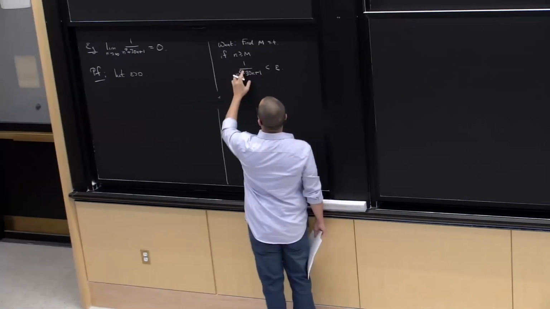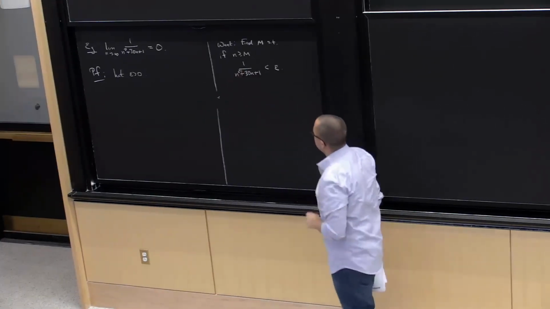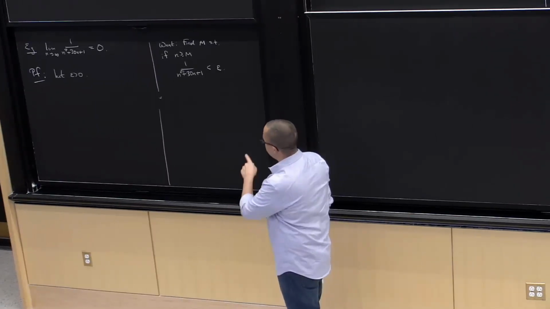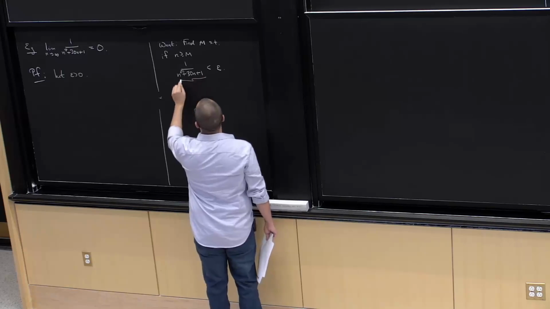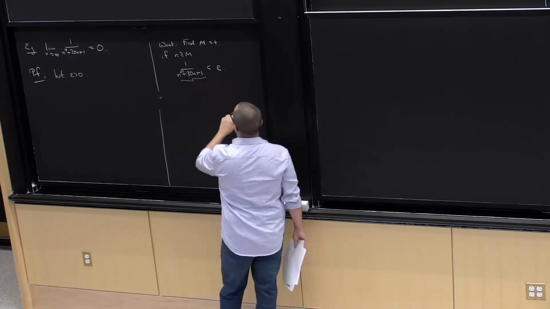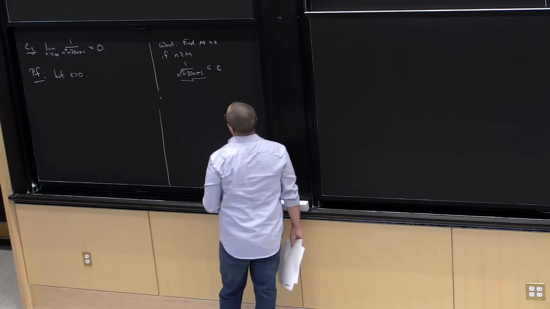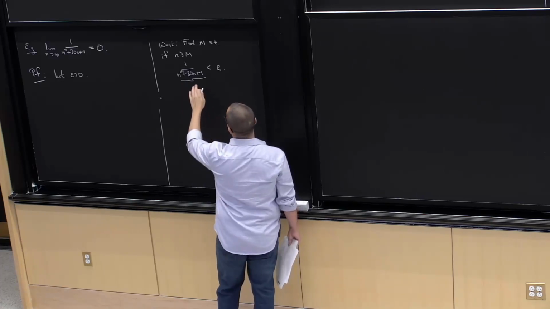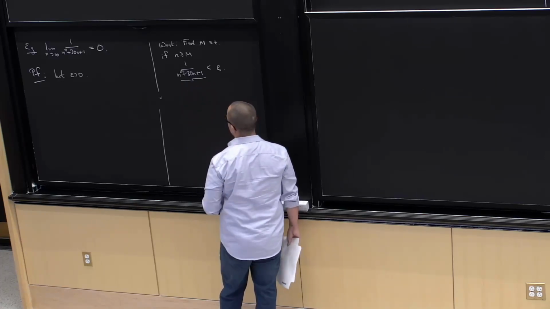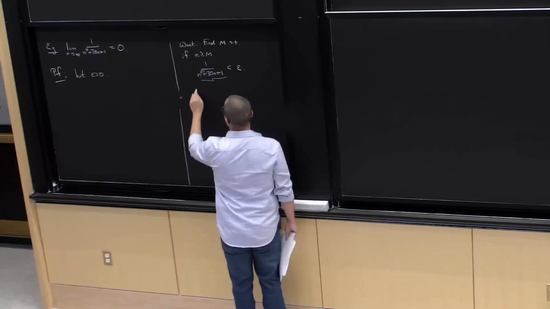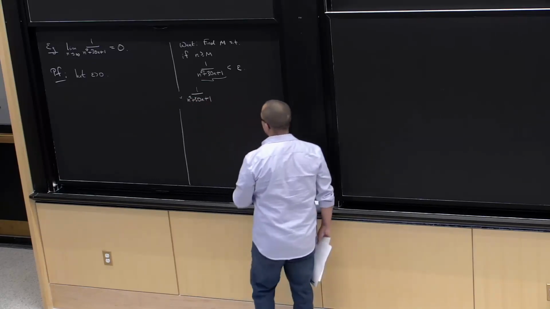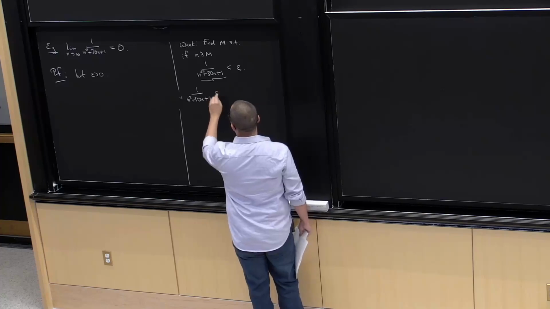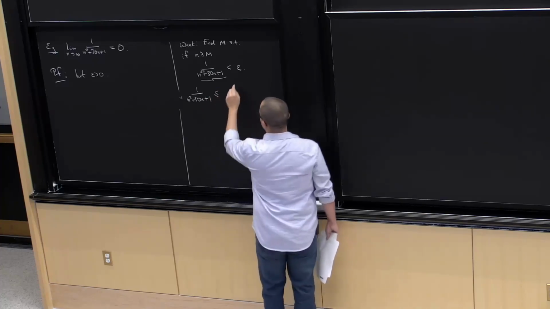But what's great about analysis is that I don't have to work that hard. I could start with this thing, which I want to bound by epsilon, replace it by something bigger, and then find capital M so that that bigger thing is less than epsilon. So what do I mean? So let's start with this thing, 1 over n squared plus 30n plus 1. So this 1 is only making things bigger. I'm going to do this very slowly.